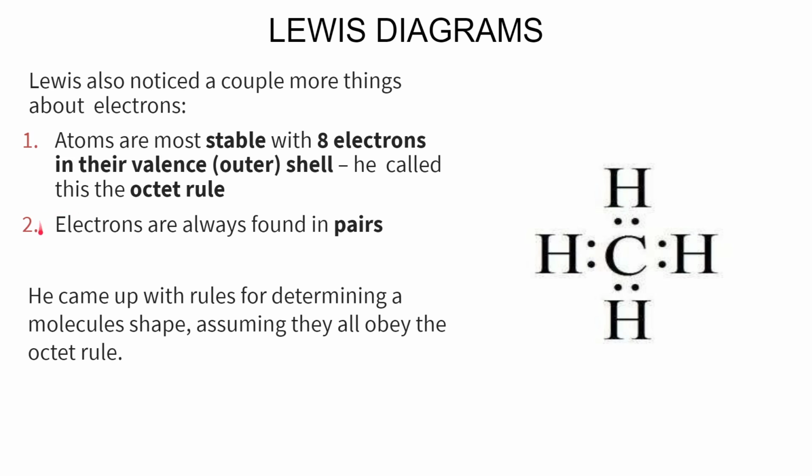And electrons are also found in pairs. These are two very important rules. Okay? I actually want you to write these rules down because they're so important. Electrons are found in pairs, and they're most stable with 8 electrons in their valence shell, and this is the octet rule. So if we look at this, carbon normally has only 4 valence electrons, but by bonding with 4 hydrogens, it can share the hydrogen's electrons in these electron pairs, or bonds. This represents a bond, and now carbon has got 8 electrons around it.